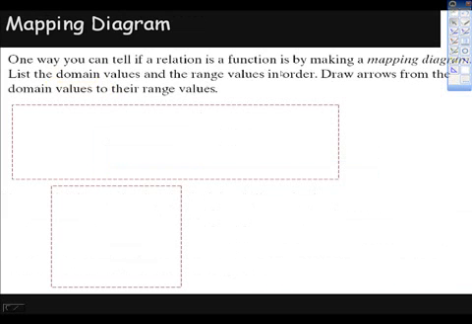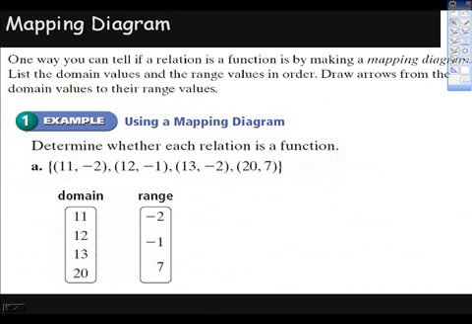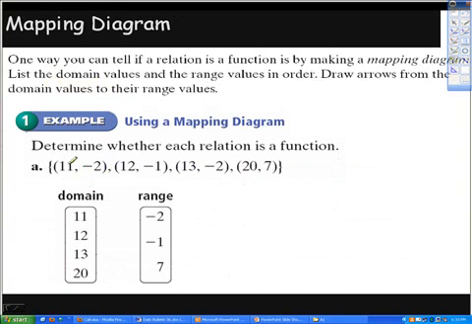One way you can tell if a relation is a function is by making a mapping diagram. The way to do that is you first list the domain and the range, and then you draw arrows from one to the other. So here's an example. We've got the domain. Remember that the domain is just the x value. So I've got 11, 12, 13, and 20. We show those in the domain.